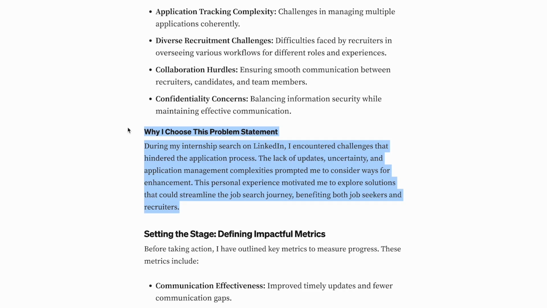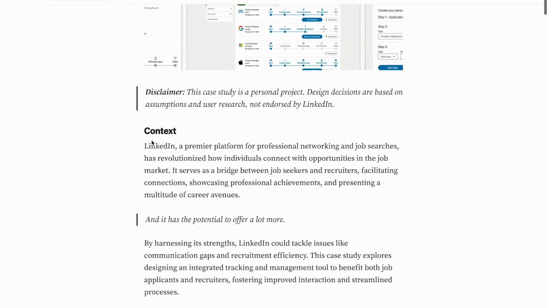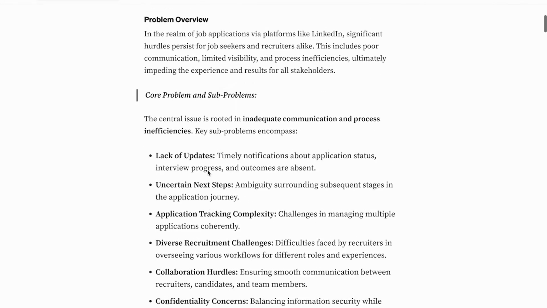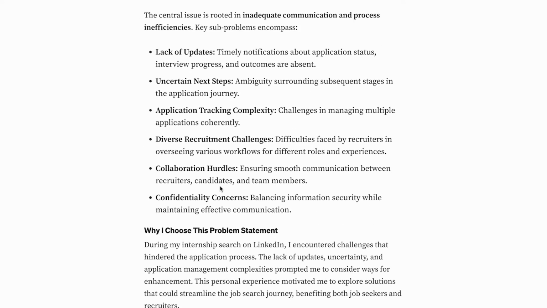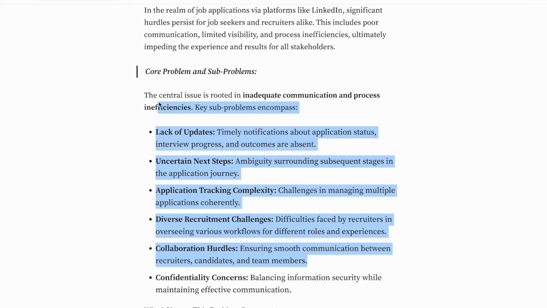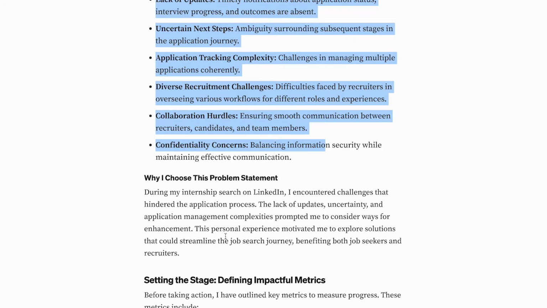Now, ideally, I would sort of combine this with context itself, right? And talk about the product and your experience as well. And this order feels a little weird, right? So you're telling me about why you chose the problem statement after telling me about it and sort of breaking it down, right? So I would say this order is not correct, right?